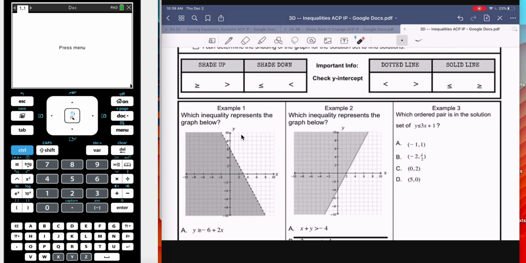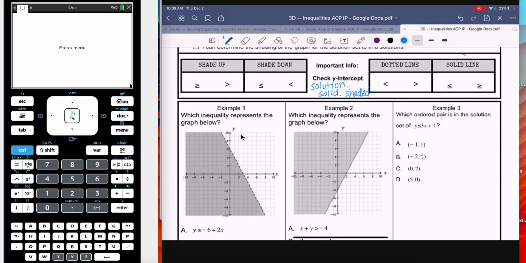Okay, so anytime we have an inequality, it means that we have more than one solution. And something that I like to use to remember is solution, solid, and shaded. If you can remember that those words go together, you'll be able to master inequalities.